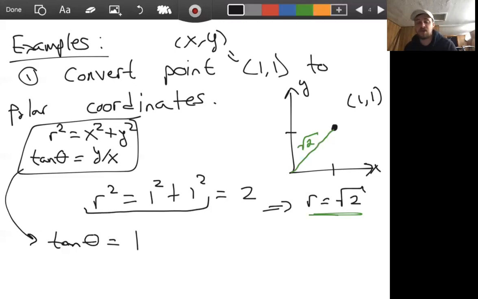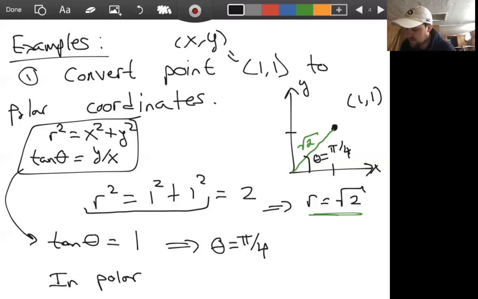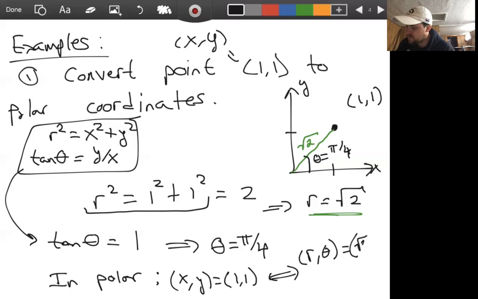And we need to know, when is tangent of theta equal to 1? So maybe you remember from having to use the unit circle so much, or maybe you have to Google the unit circle to remember it. Totally fine. Or maybe you want to figure it out on your own. If you remember, tangent of theta is equal to 1 when theta is equal to pi over 4. So theta equals pi over 4. So that means in polar coordinates, (x, y) equals (1, 1) can be represented by (r, theta) equals (root 2, pi over 4). Okay, so there's an example of converting from Cartesian to polar.